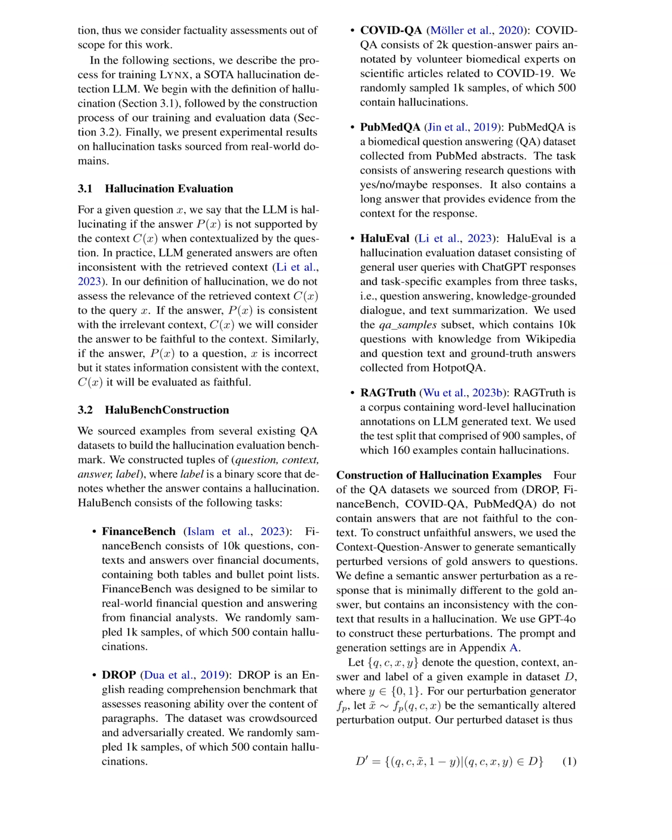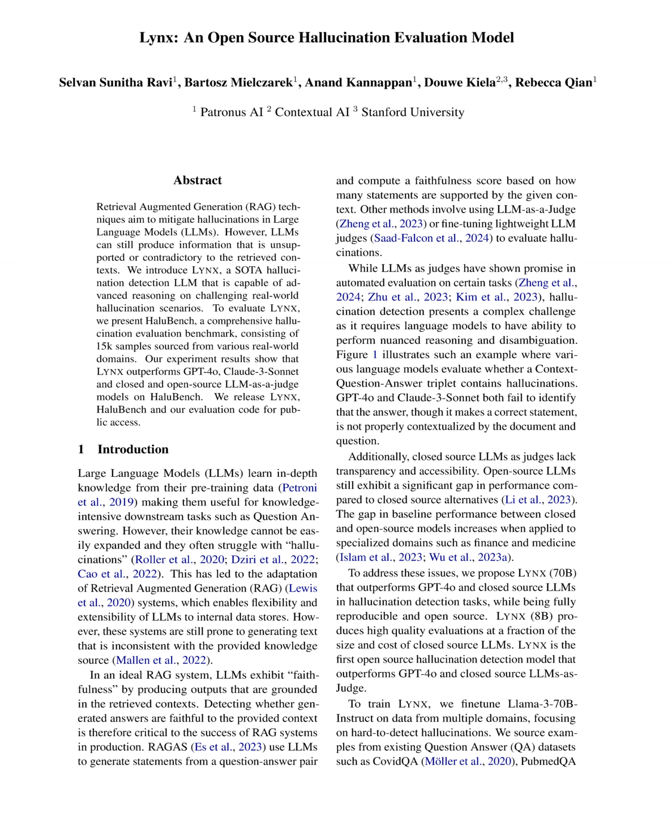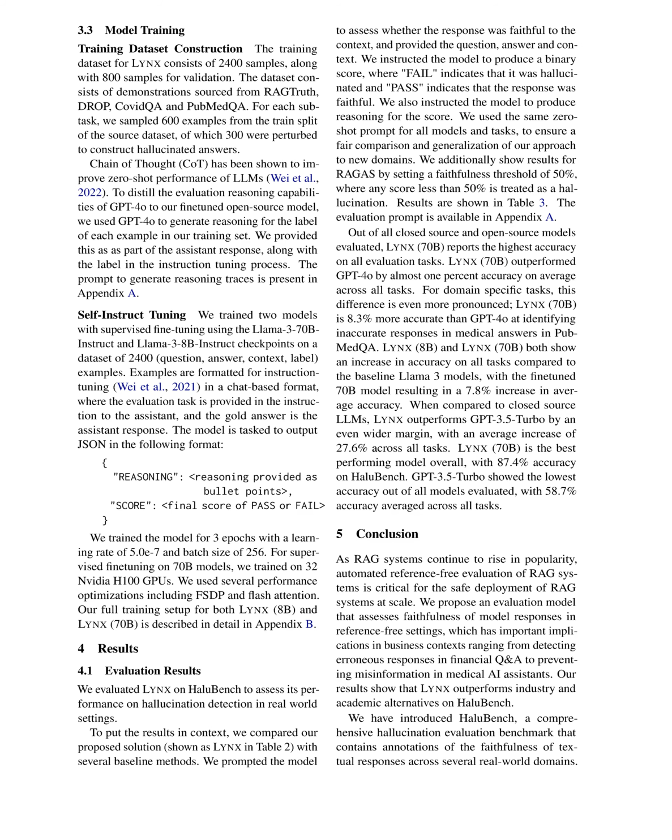Human annotators manually check a subset of examples from the benchmark to ensure the quality of the data and the effectiveness of the perturbation generator in inducing hallucinations. Lynx is then evaluated on HaluBench to assess its performance in detecting hallucinations in real-world settings. The results show that Lynx outperforms both open-source and closed-source models, including GPT-4o and GPT-3.5 Turbo, demonstrating its effectiveness in hallucination detection tasks across various domains.